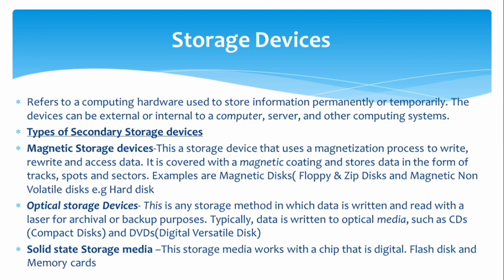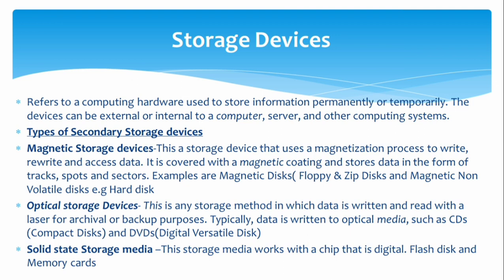Then we have number two, optical storage devices. They use laser light to back up information. Examples are compact discs and DVDs, they fall under optical. Then number three is solid state. These ones use a chip. It's like a flash disk.